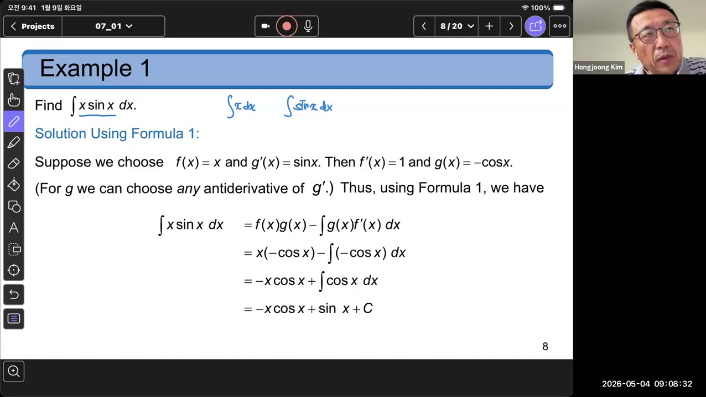So we can apply integration by parts. I can interpret x as f(x) and sine x as g'(x).